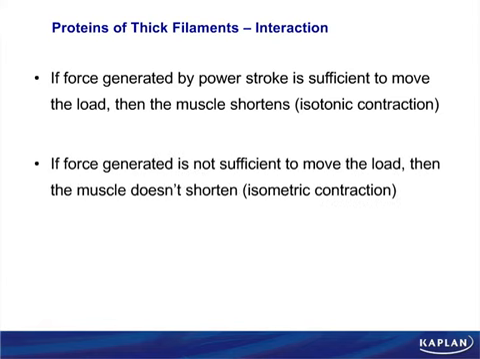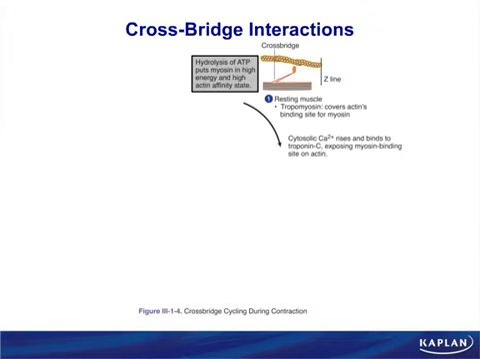Contrast that with an isometric contraction. If the force generated by the muscle is not sufficient to move the load, then the muscle doesn't shorten. And we will bring this back in again when we talk about mechanics of muscle in the next chapter. All right, let's walk through a single cross-bridge cycling event.